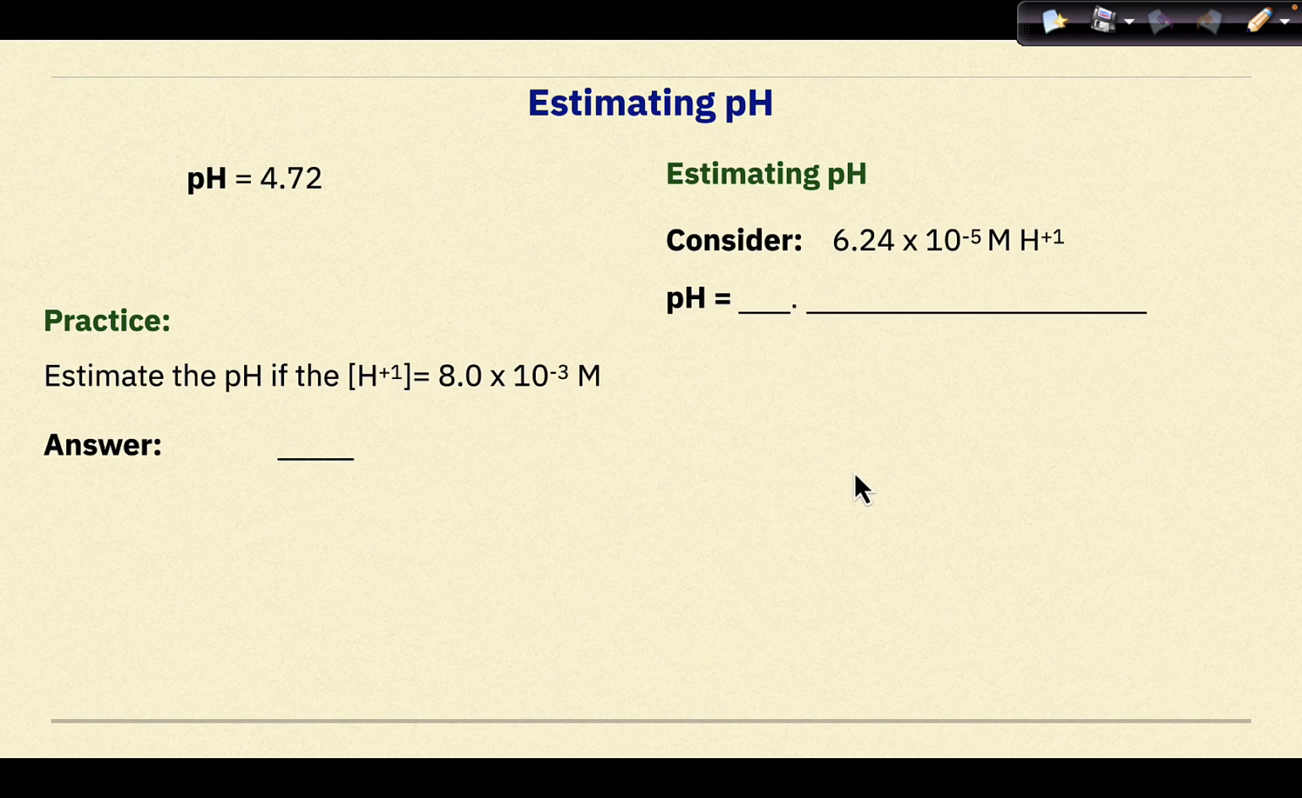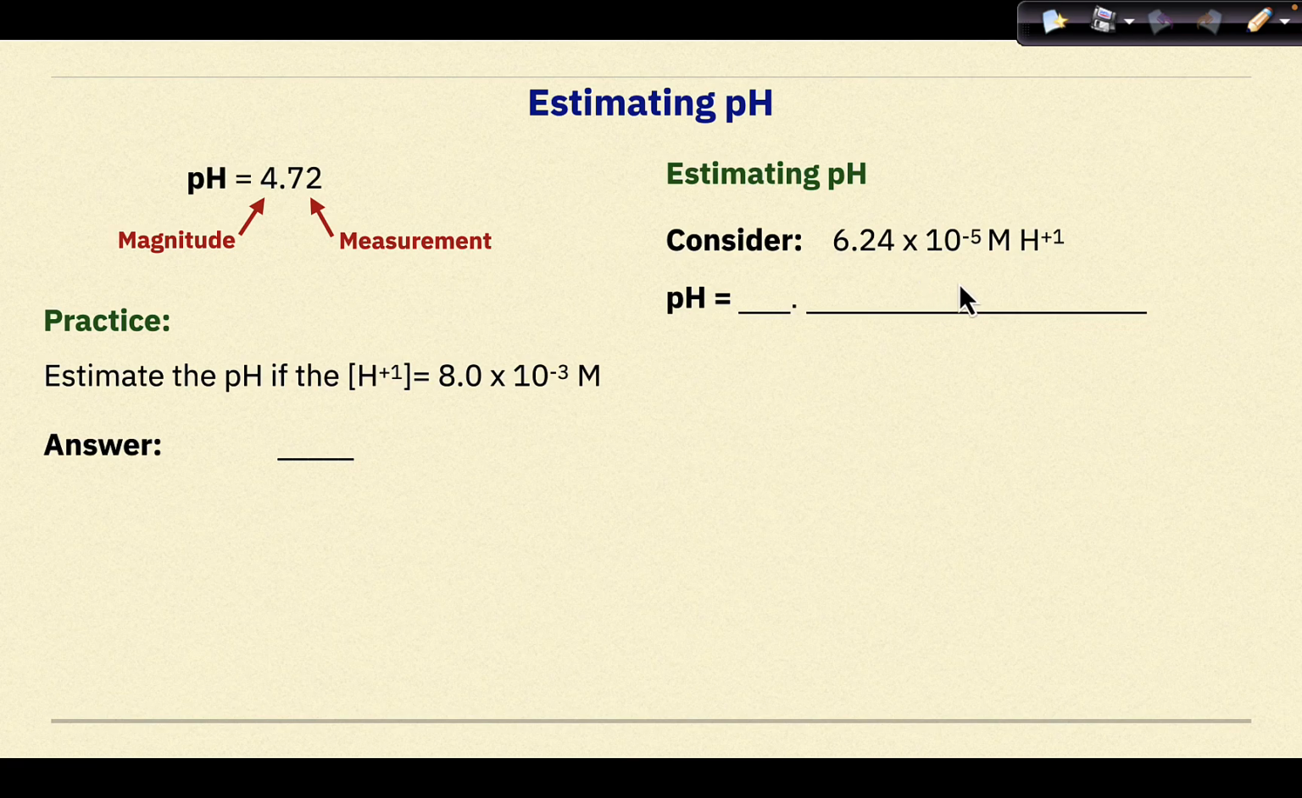Estimating pH. Let's look at the pH of 4.72. The number in front of the decimal point is our magnitude. The numbers after the decimal point are our measurement, specifically how many significant figures are involved in this pH. Let's talk about how to estimate pH.